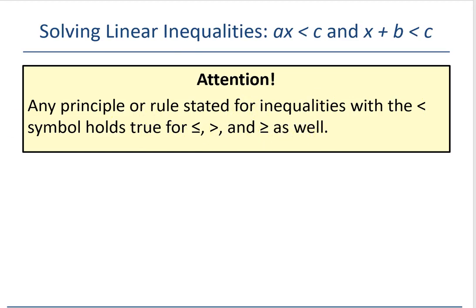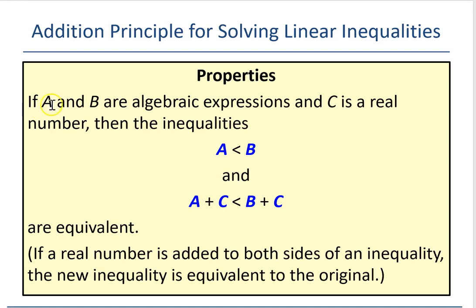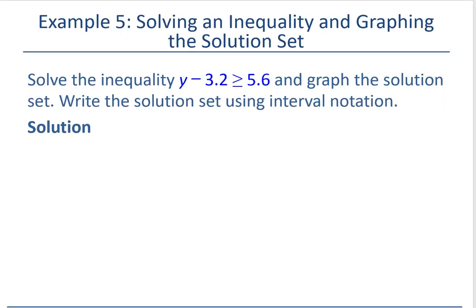Okay, so just kind of as a rule, you'll see what it would mean. If A and B are algebraic expressions, just expressions, and C is a real number, then the inequalities are going to look like this. Notice it's the same rule we had whenever there was an equal sign. What I do to one side, I have to do to the other side. So let's come here to example 5, and I'll show you exactly what we mean by this.